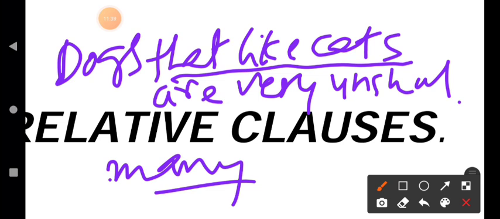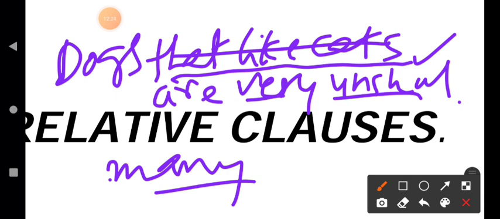If you remove the defining relative clause from the sentence, it becomes: dogs are very unusual. It's a grammatically correct sentence. Dogs is a plural noun, with a plural verb. Unusual is an adjective. Very is an adverb. An adverb describes or modifies the adjective. Very unusual, very rare. We did not find those dogs who like cats. Grammatically, the sentence is correct.